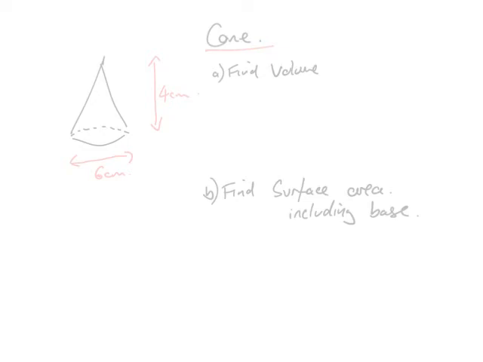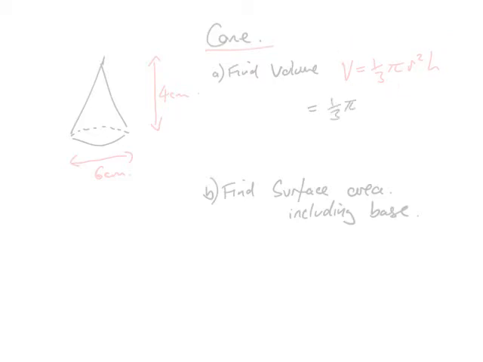Okay, just a quick video to go through cones and spheres, finding volumes and surface areas. So first thing you do for the question is you write down the correct formula from the formula sheet. For the volume of a cone, this is what you get given on the formula sheet. And so we write it down, that's the first thing we do.